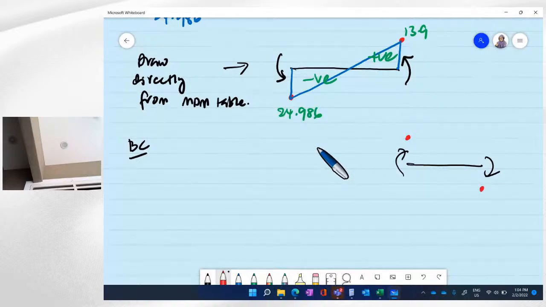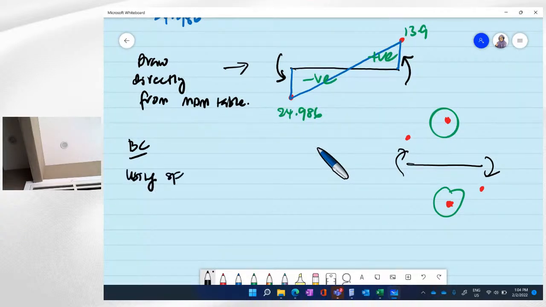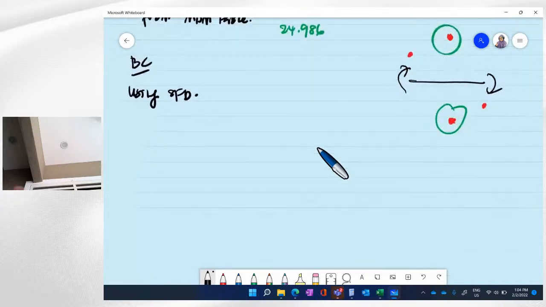But since member BC has a point load at the center, we do not know whether the point load is located here or here. Then this point must be determined using shear force diagram. So using shear force diagram, what we need to do? We have to analyze first the BMD.